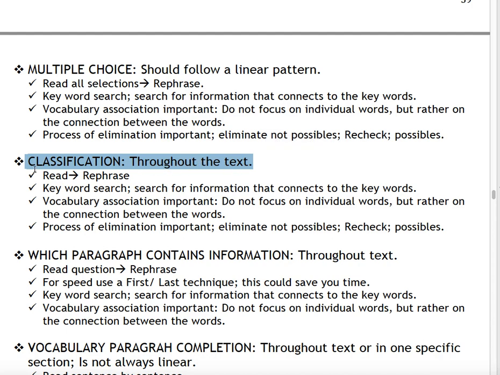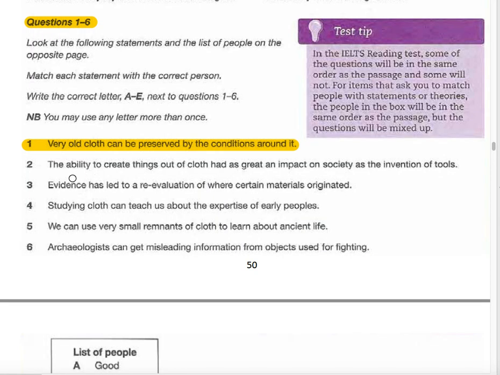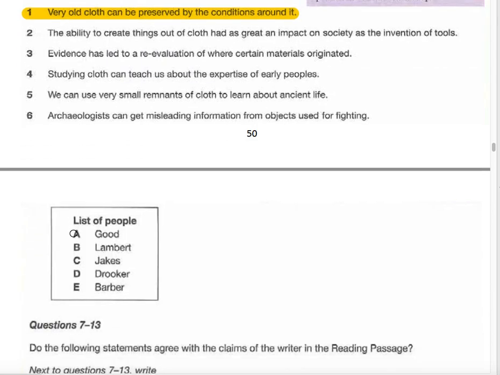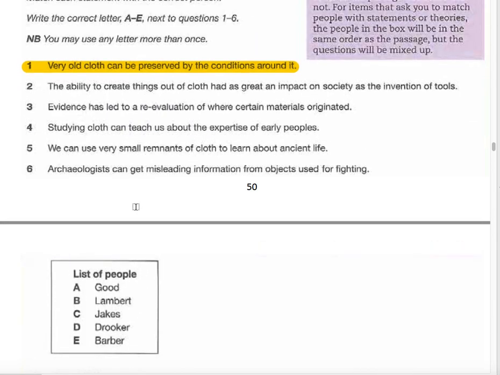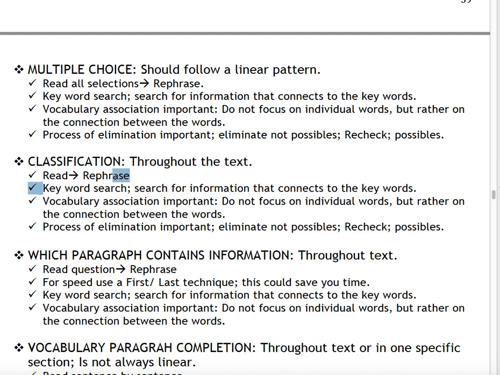And it says here that the answers could be throughout the text, probably because they're going to talk about the researchers throughout. Although sometimes I find that the answers are in order. I mean, the questions are, just the researchers are everywhere. Okay? We'll look at it after more carefully. But going back to our guide, read, rephrase. Of course, we need to read and rephrase each question.